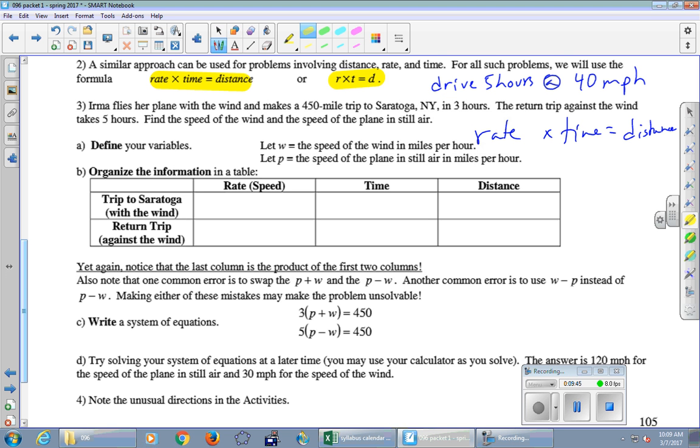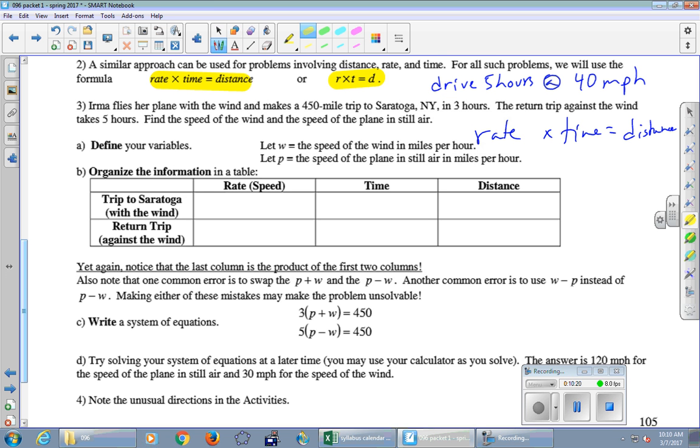Irma flies her plane with the wind and makes a 450-mile trip to Saratoga, New York in 3 hours. The return trip against the wind takes 5 hours. We want to find the speed of the wind and the speed of the plane in still air. So it's the same trip we're making, once to Saratoga and once coming back. But going out, we have the wind helping us, and coming back, we have the wind going against us. And so do you guys buy that it might take a different amount of time? Even though it's the same distance, it might take a different amount of time because you can go faster with the wind and you go slower against the wind.